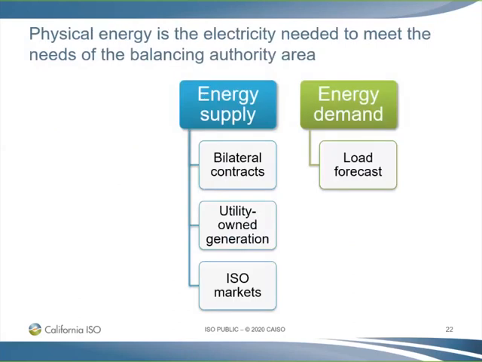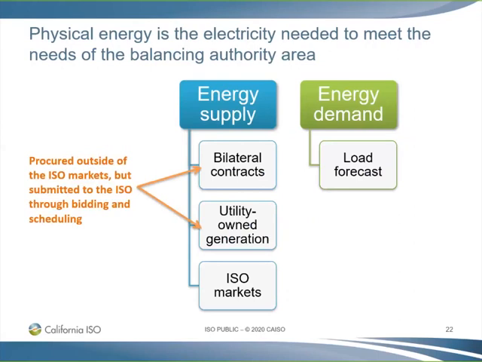Energy is the actual electricity needed to meet the demand of the consumers in general. Much of the energy used within California is procured through bilateral contracts outside of the ISO markets. Here, supply is purchased under contract to meet demand. This energy needs to be scheduled into the ISO markets so that the ISO can use the information to monitor the physical energy flows on the system. In most cases, energy that is procured outside of the ISO markets is submitted as a self-schedule.